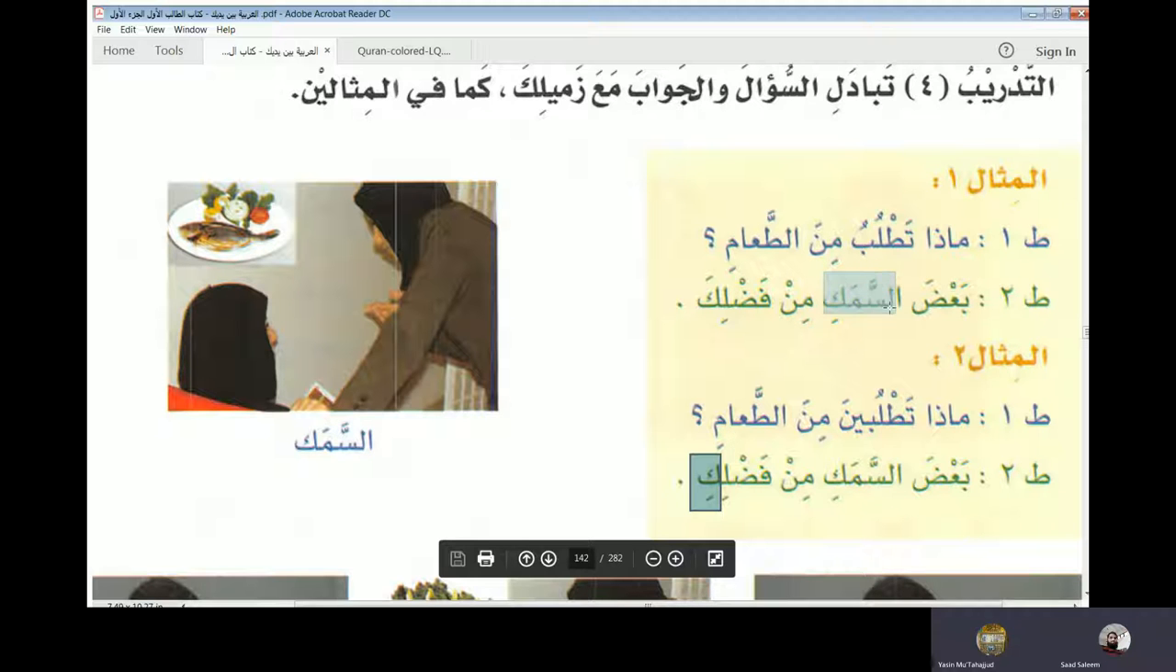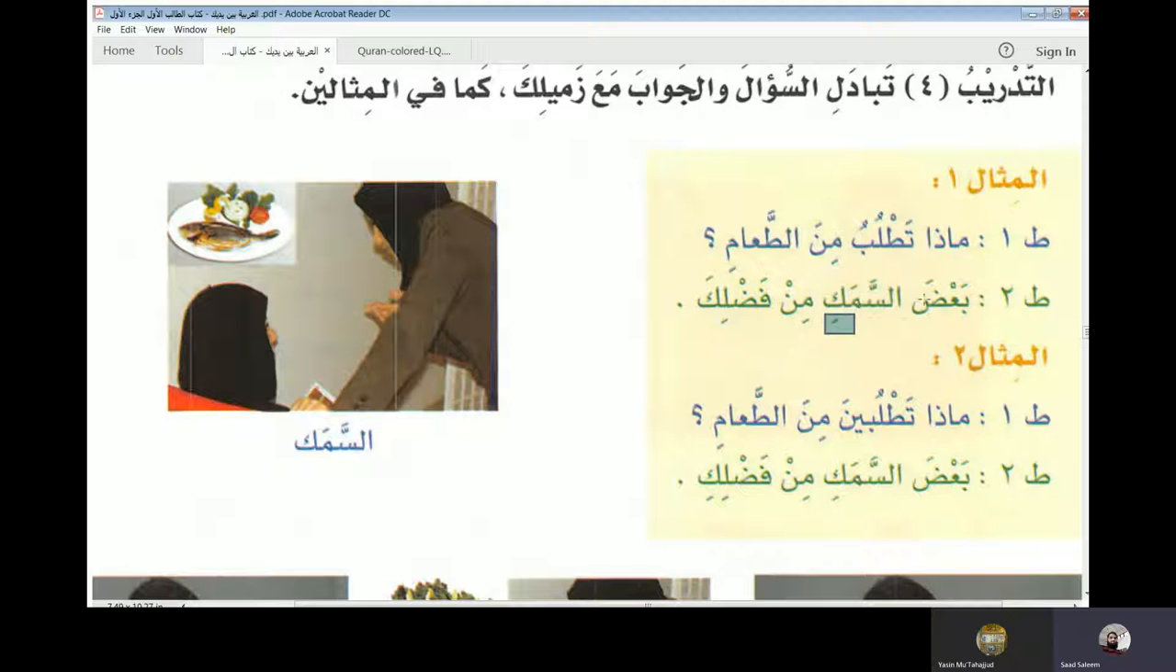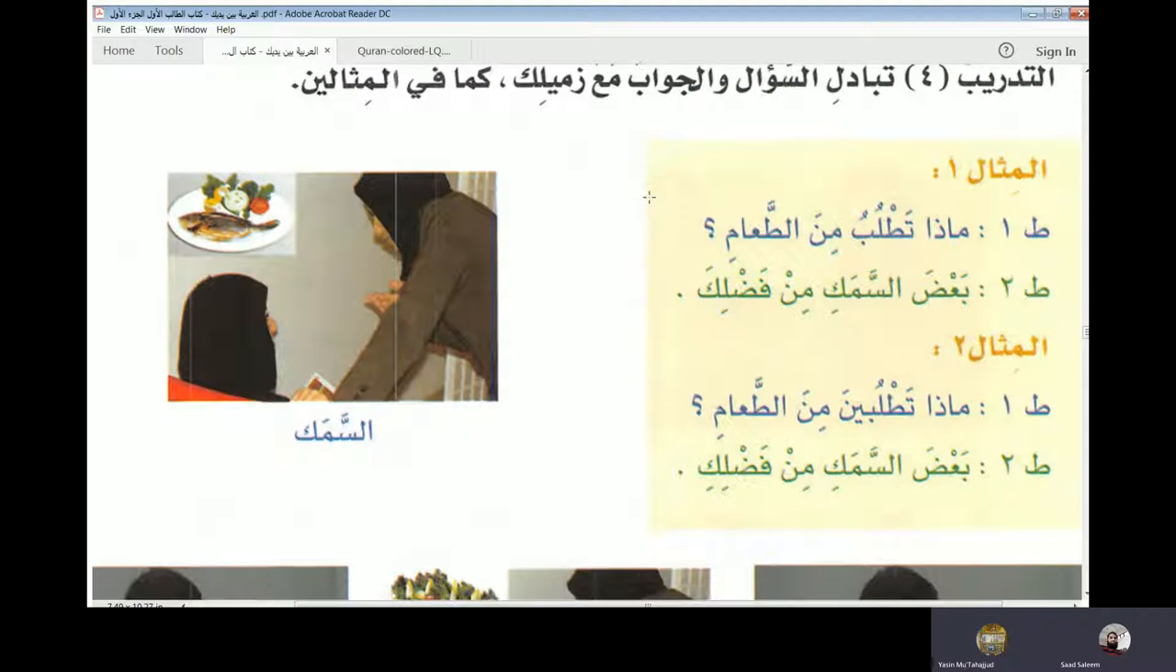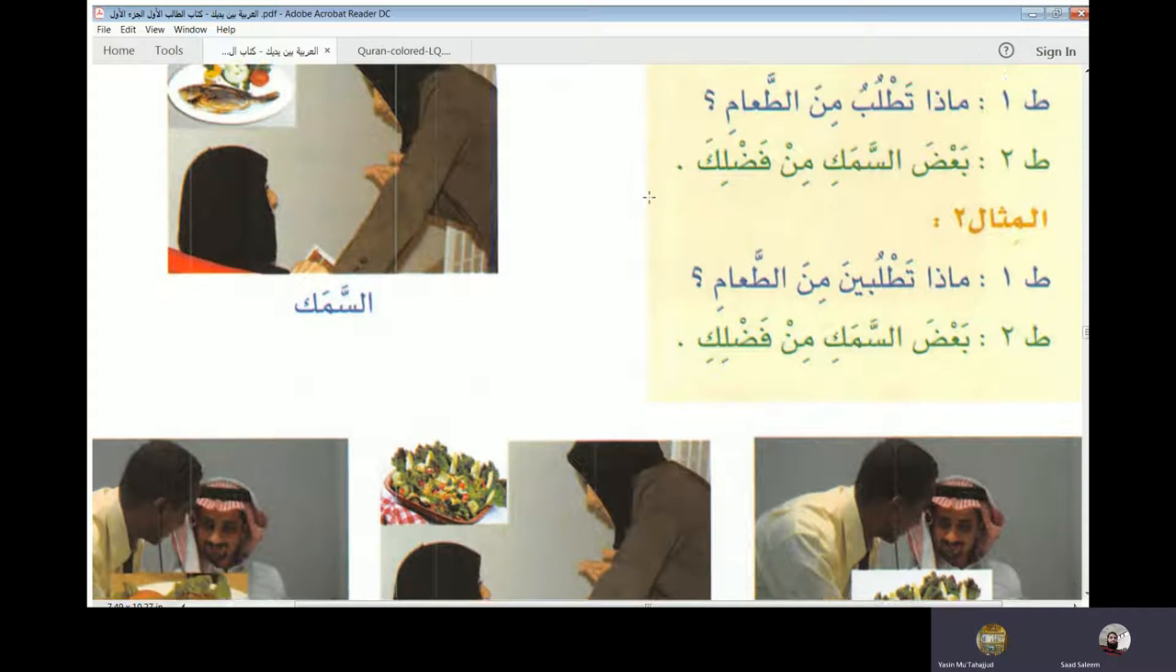Then with the word samak, why are we using kasra? For the same, it's the object. No, with the object we use fatha, we don't use kasra. What do you mean? Okay, but what was the reason you were asking? Because it is mudaf ilayh. Because of this word. Whenever we have baza, with the next word we use kasra. Okay, so anytime we use baza, the next word has kasra. Now you got it.